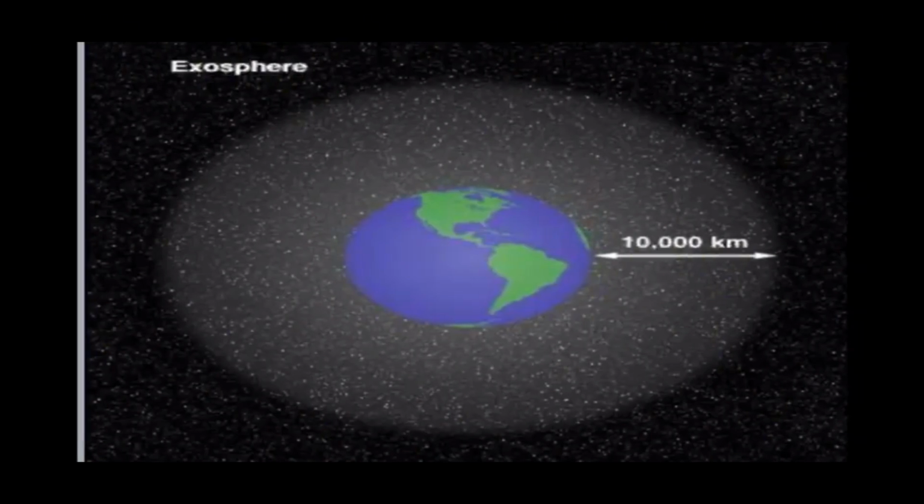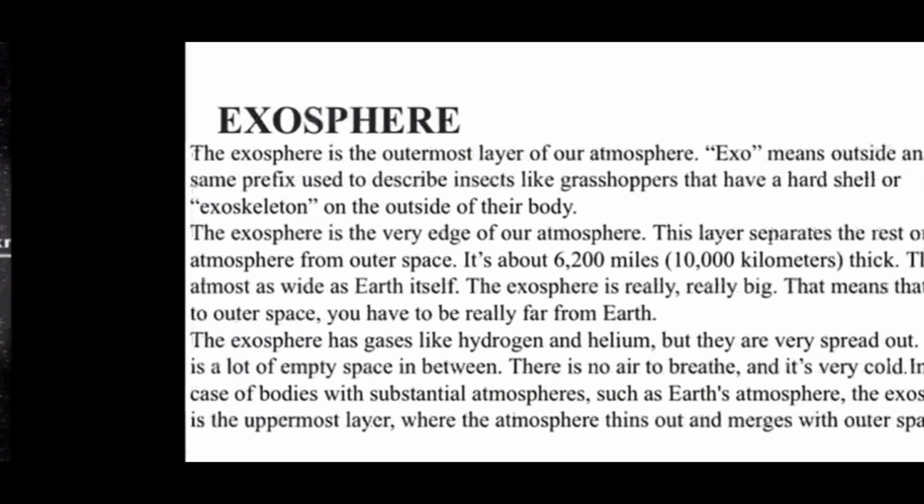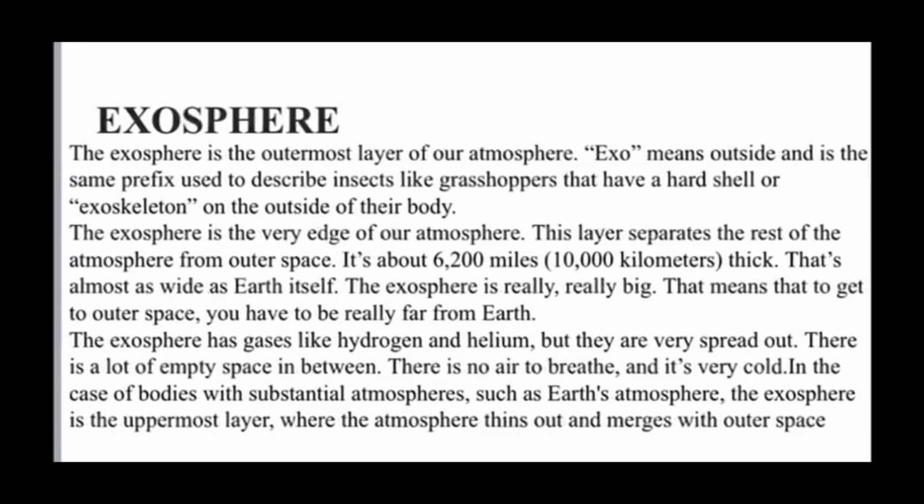Now we will go to the last layer, the exosphere. As you can see, its thickness is 10,000 kilometers broad. So let's learn about the exosphere in detail. The exosphere is the last layer, the outermost layer of the atmosphere. Therefore, it is known as the exo.